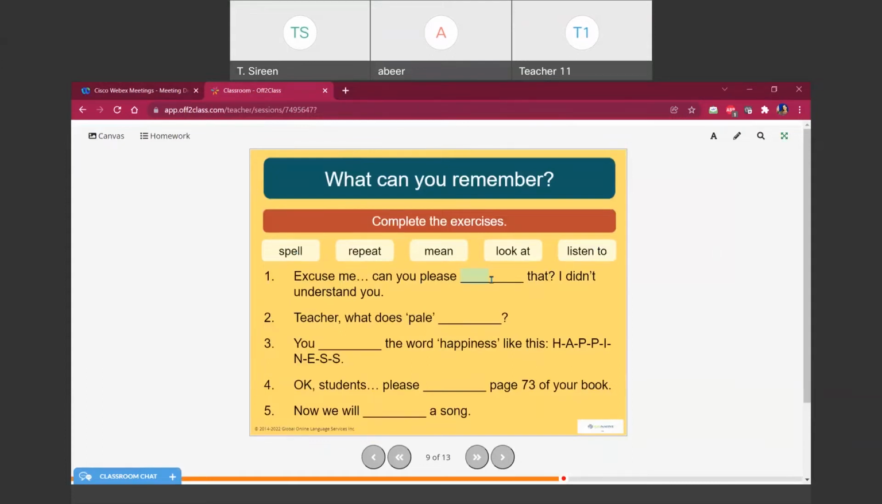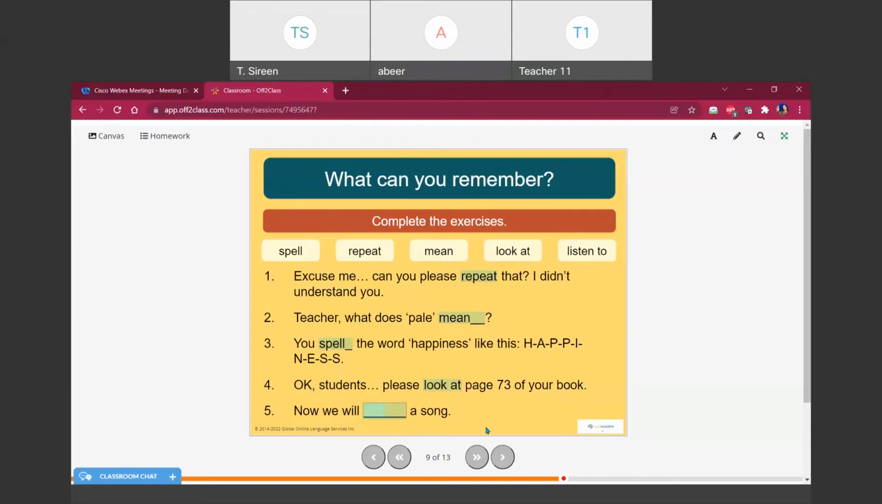Excuse me, can you please repeat that? I didn't understand you. Teacher, what does fail mean? You spelled the word happiness like this, HAPPPLNESS. Okay, student, please look at page 73 of your book. Now we will listen to a song. Very good. So we're going to listen. We will listen to a song.